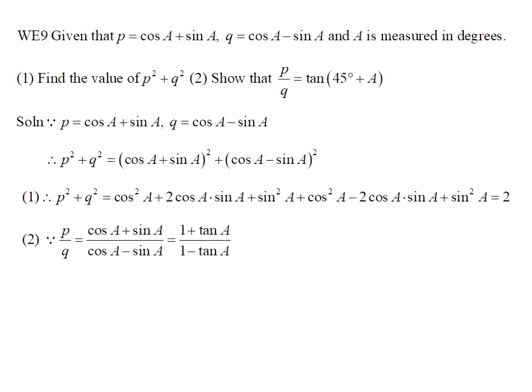As for the second question, P over Q equals the ratio of cosine A plus sine A to cosine A minus sine A, which can be further simplified to the ratio of tangent 45 degrees plus tangent A, to 1 minus tangent 45 degrees times tangent A. As can be seen, this is the addition formula of the tangent function. Therefore, P over Q equals tangent of (45 degrees plus A).